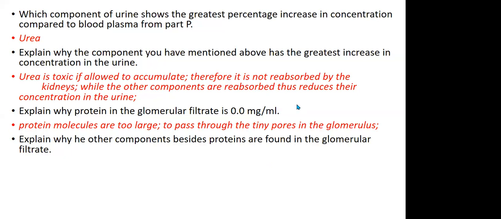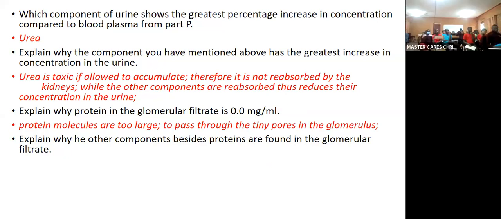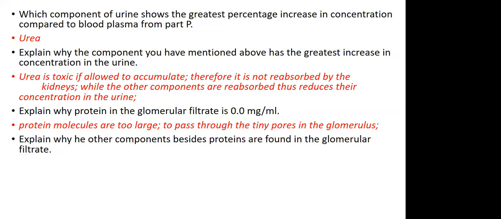The pressure is created by the action of the heart, and it is also created by the diameter of the afferent arteriole being wider than the efferent arteriole. Yes, so the difference in the diameter of the afferent arteriole and the efferent arteriole contributes to the buildup in the pressure, whereby the afferent arteriole has a wider lumen than the efferent arteriole.